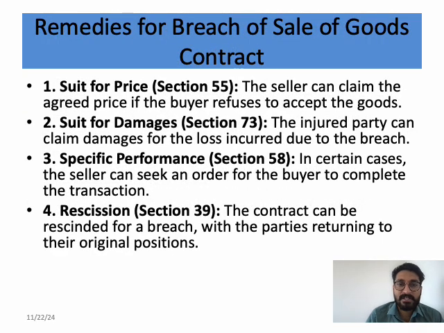Then we have remedies for the sale of goods. The first, suit for the price. The seller can claim the agreed price if the buyer refuses to accept the goods. Again, suit for damages. The injured party can claim damages for the loss incurred due to the breach. Then there would be specific performance. In certain cases, the seller can seek an order for the buyer to complete the transaction. And rescission, which is discussed under Section 39, which says that a contract can be rescinded for the breach, with the parties returning to their original position.